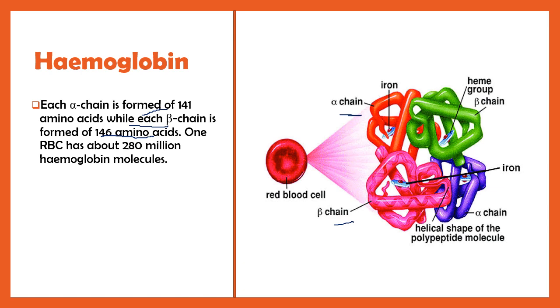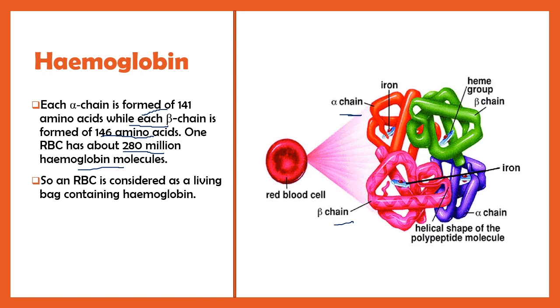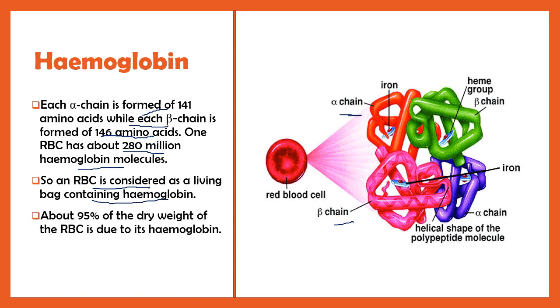One RBC has about 280 million hemoglobin molecules. So an RBC is considered a living bag that contains hemoglobin. About 95% of the dry weight of RBCs is due to hemoglobin, because this hemoglobin is responsible for the transportation of oxygen, because it has high affinity for oxygen.